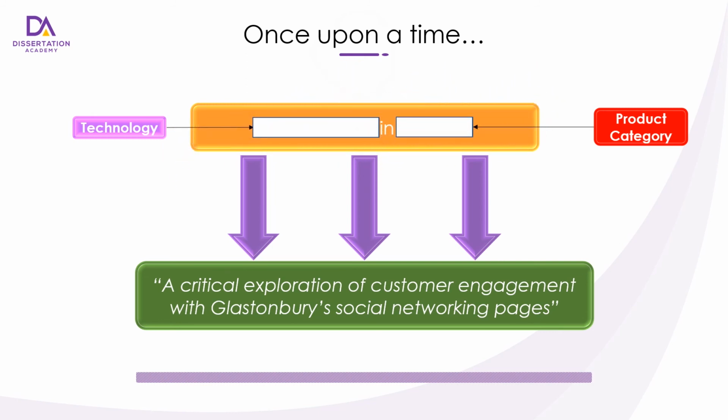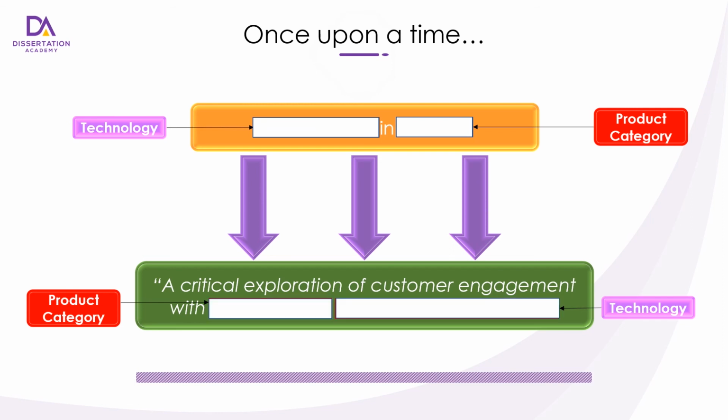There was no direction. If we look at his final title, we also have 2 context elements: Glastonbury, which is a product, and social networking pages, which is a technology. Again, if we remove these, we are still left with a good understanding about the focus of the research. From a theory perspective, we know that the study is on customer engagement. We don't know in which context customer engagement is being examined, but there is enough meaning left in the title that we can use to identify what the research is about.